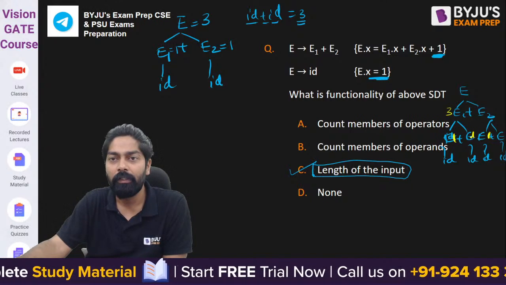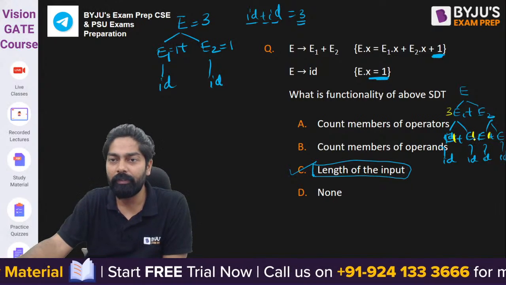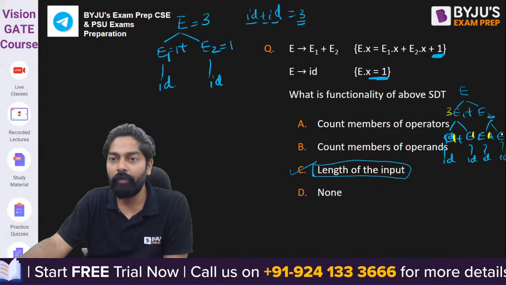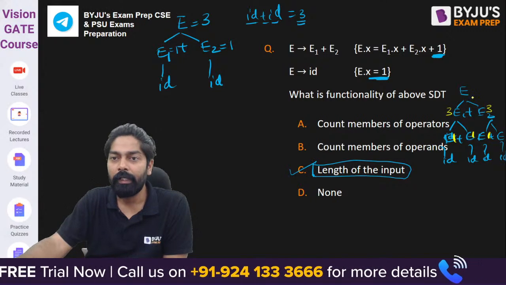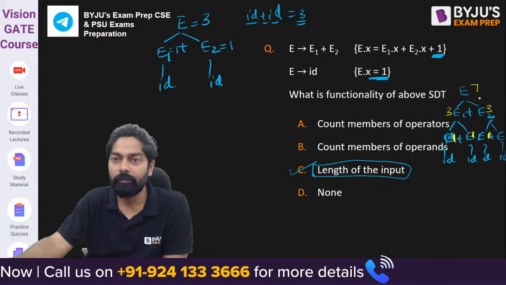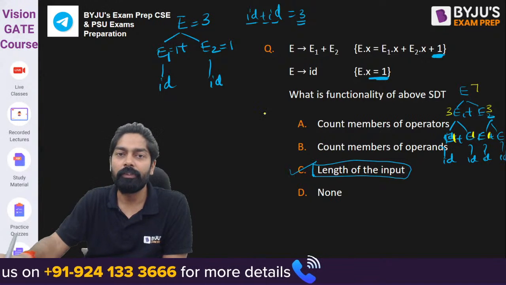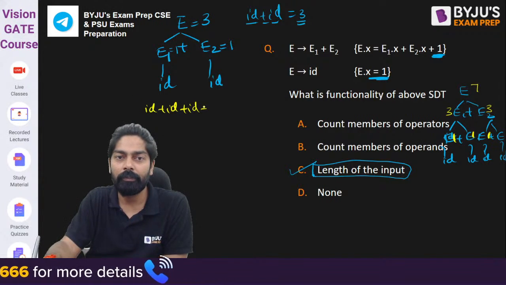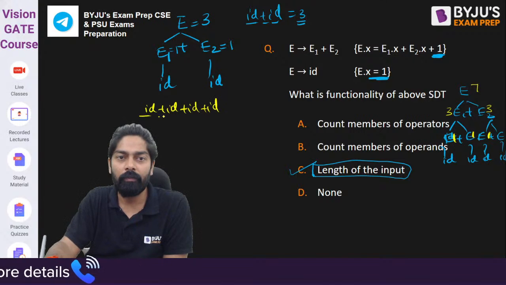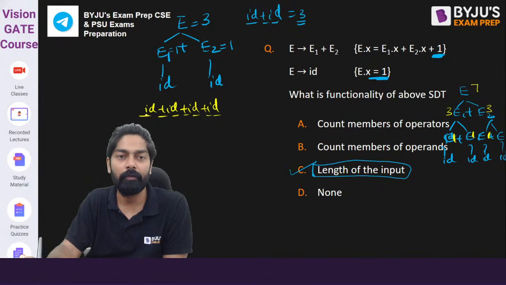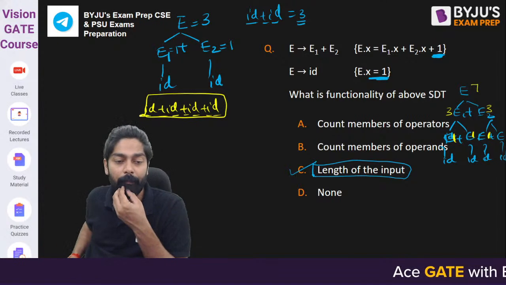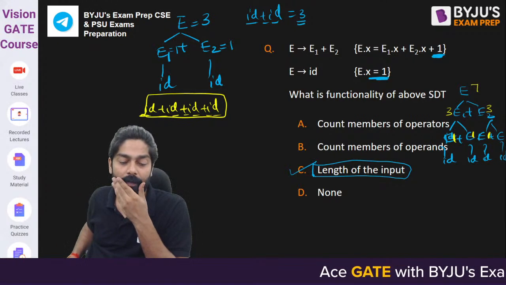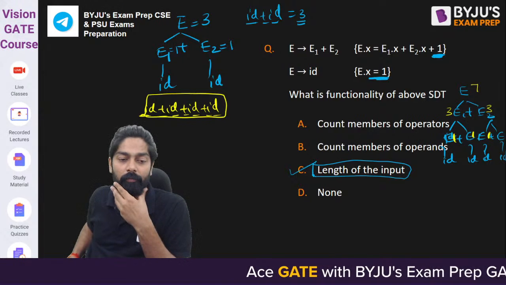1 plus 1 and plus 1. So 1 plus 1 is 2, 2 plus 1 is 3. Here 1 plus 1 is 2 and 2 plus 1 is 3. Here you will get what? 3 plus 3 is 6, plus 1, 7. So see clearly, the input is nothing but ID plus ID plus ID plus ID. So I think 1, 2, 3, 4, 5, 6, 7. Fine, the length of the input you will get. Okay, please reply.